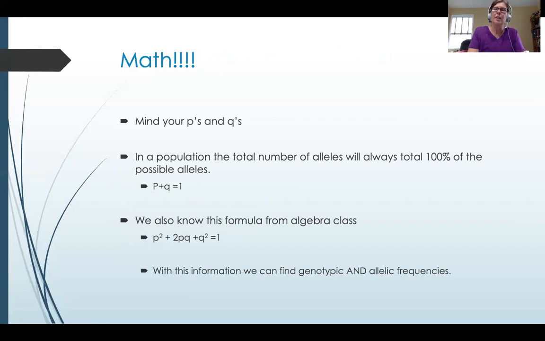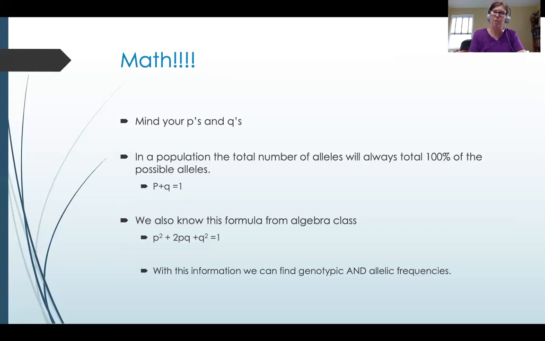Mind your P's and Q's. In this lab, it is very important to mind your P's and Q's. So what do we mean by P's and Q's? So first of all, in a population, our alleles. Our P's are our dominant allele. Our Q is our recessive. So we know that if we count up all of our dominant alleles and all of our recessive alleles, you're going to end up with 100%. That's 1, right?